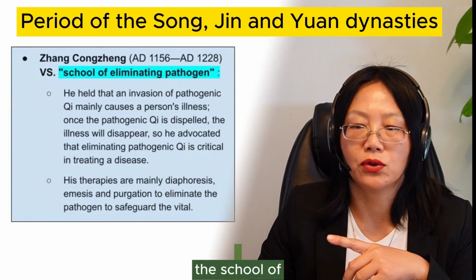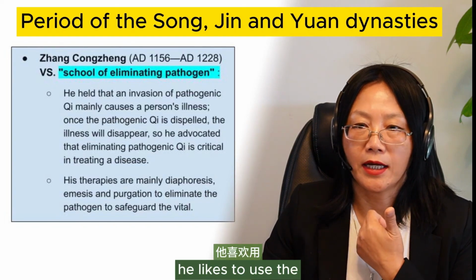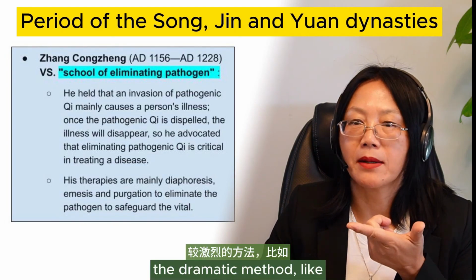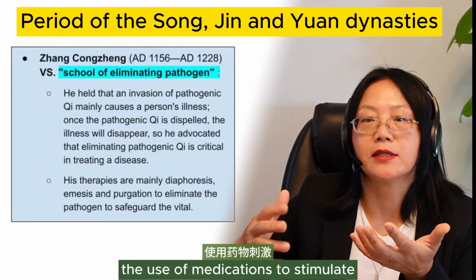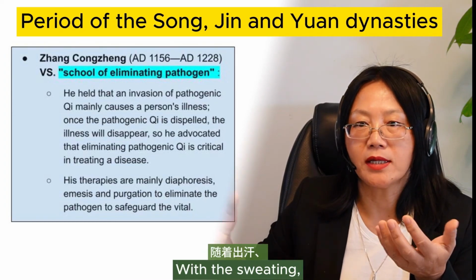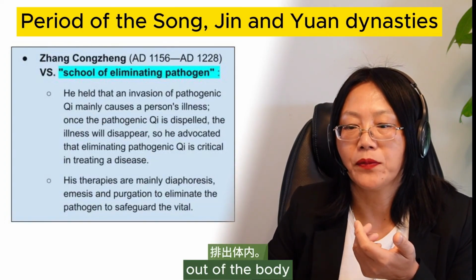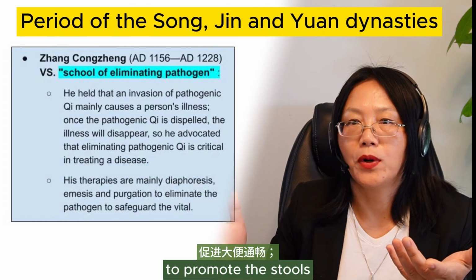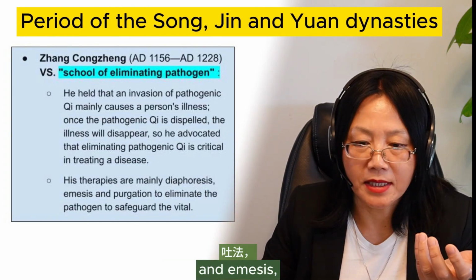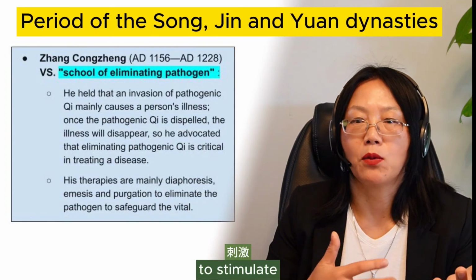That's why he called the School of Eliminating Pathogen. Based on this, he likes to use the dramatic method, diaphoresis, using medications to stimulate sweating. With the sweating, the pathogens will follow the sweat out of the body. Or purgation, using medications to promote the stools. Emesis would be using medicines to stimulate vomiting.